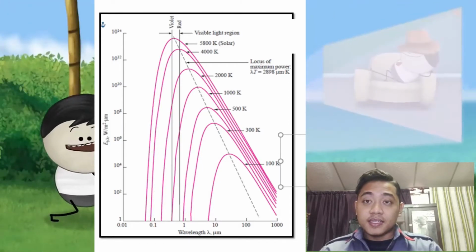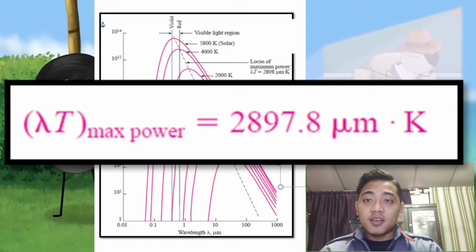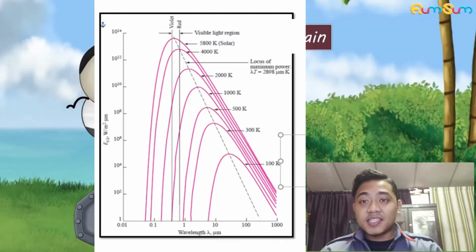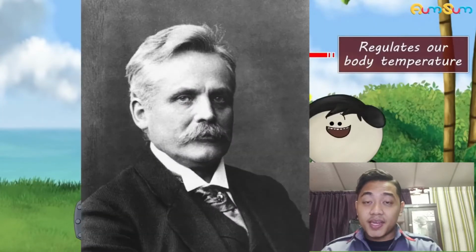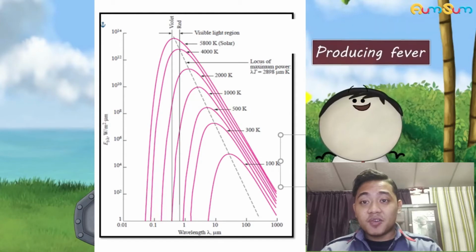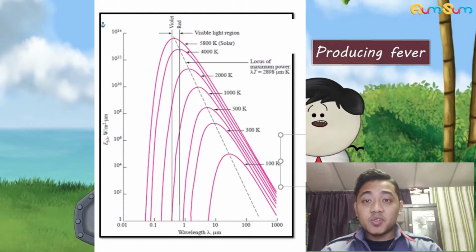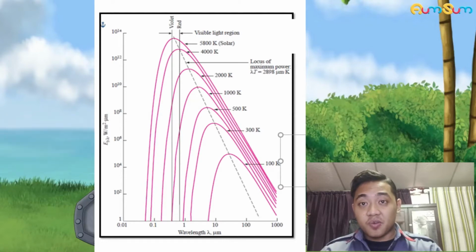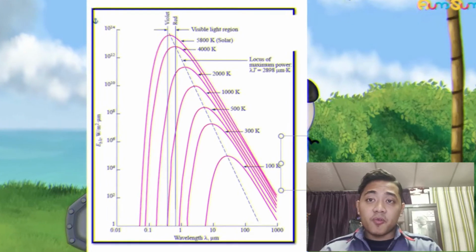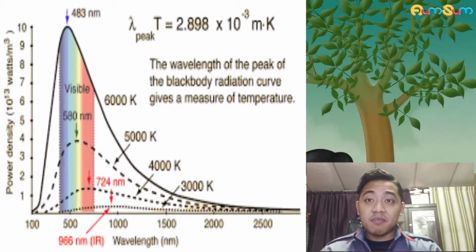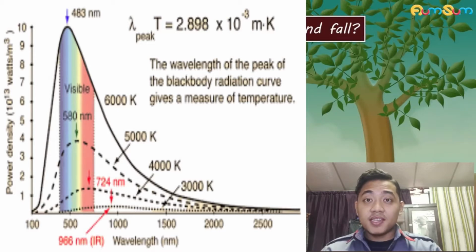The equation is lambda T equal to 2897.8. This relation was originally developed by Willy Wien in 1894 using classical thermodynamics, but it can also be obtained by differentiating Planck's law equation with respect to lambda while holding T constant and setting the result equal to 0. A plot of Wien's displacement law, which is the locus of the peaks of the radiation emission curves, is also given in the figure.